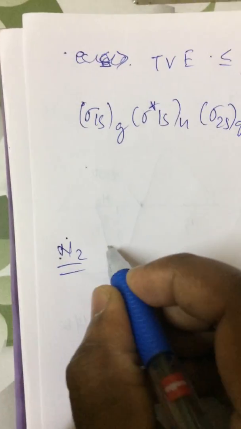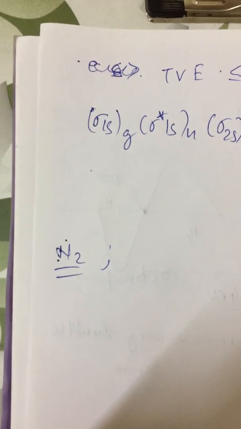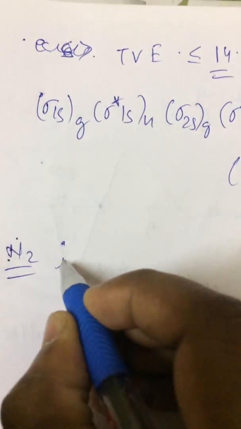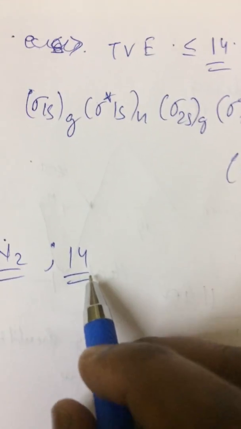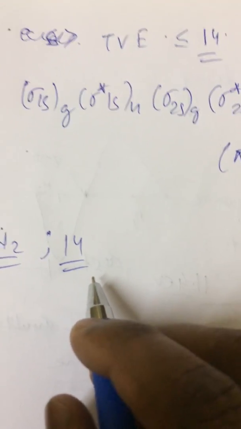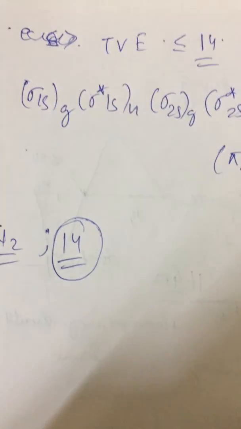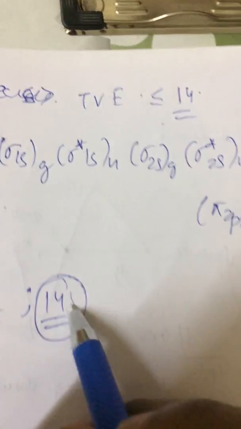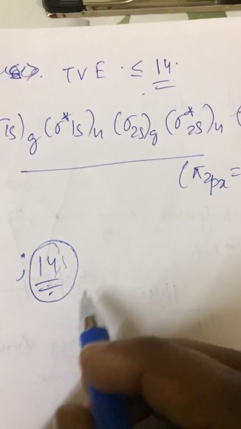Let's take the example of the nitrogen molecule. Its total electrons, not valence electrons, is 14. Nitrogen has 5 valence electrons, but 7 total electrons, so 7 plus 7 is 14. So this follows the rule of less than or equal to 14 electrons, so we apply this formula.